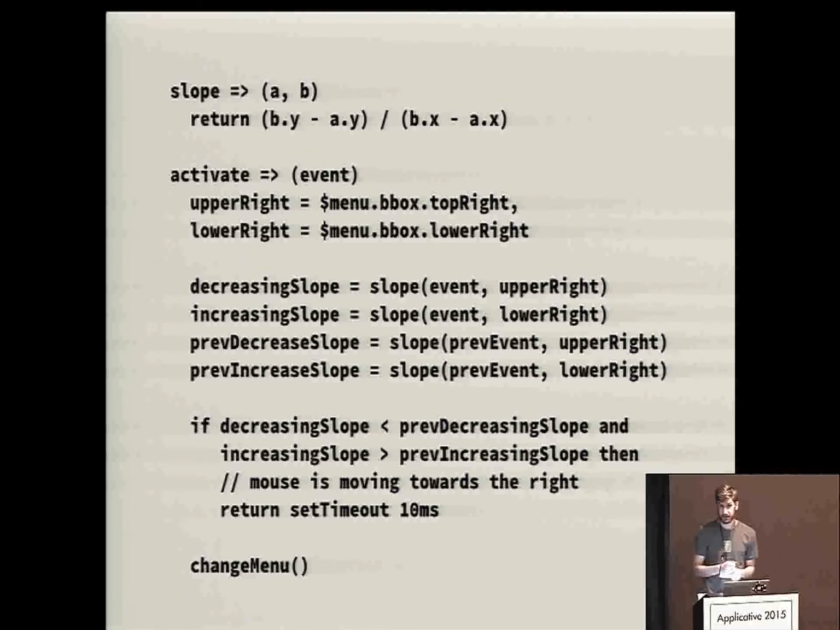And then we want to calculate a couple of numbers. We need the decreasing slope, which is the slope from the current mouse position to the bottom right, and the increasing slope, which is the slope from the mouse position to the upper right. We also need the previous slope from the last time that we checked this. So this is something we kind of have to check every few milliseconds to see where that mouse cursor is going. And then this if statement is really the meat of this algorithm: if the decreasing slope is getting more and more negative, which is, it's less than the previous decreasing slope, and the increasing slope is getting more and more positive, or it's greater than the previous increasing slope, then we set a timeout for about 10 milliseconds, and we do nothing else. We're kind of inert. If that if condition is not met, then we change menus instantaneously.